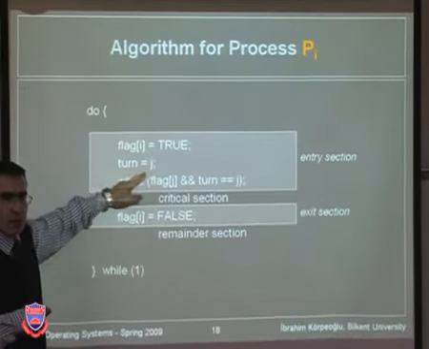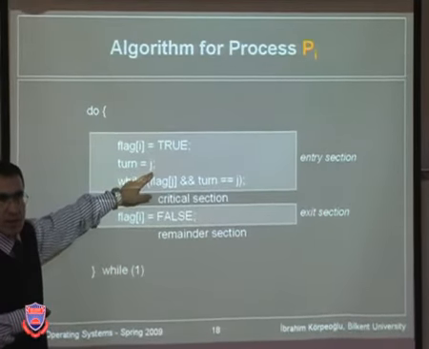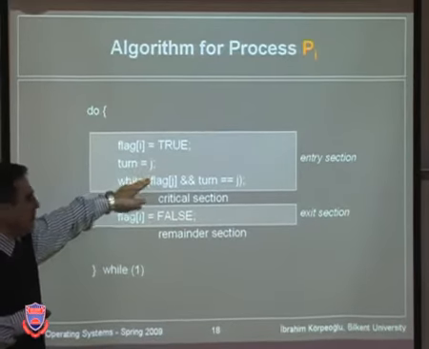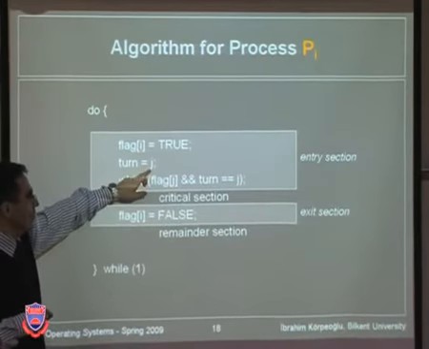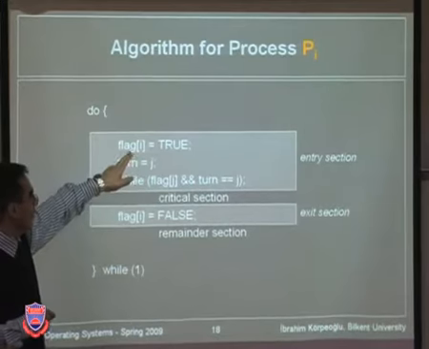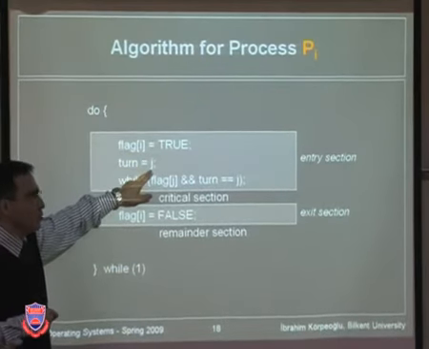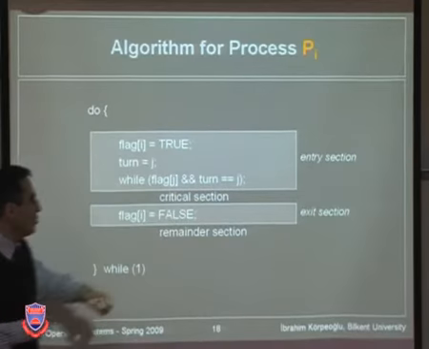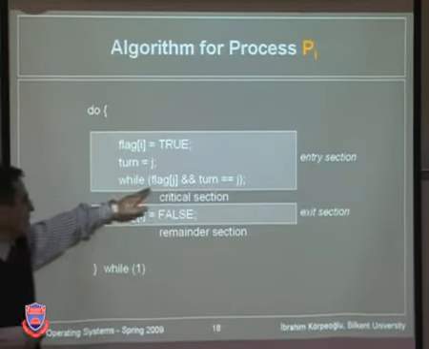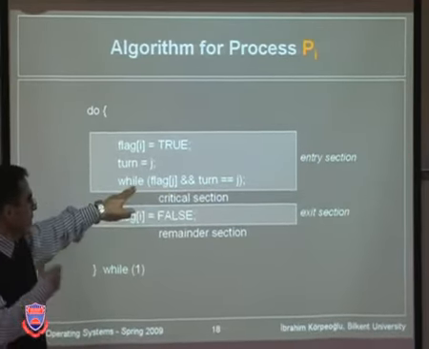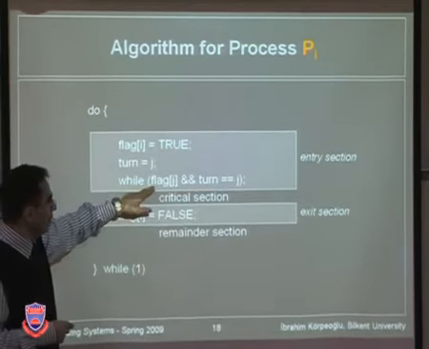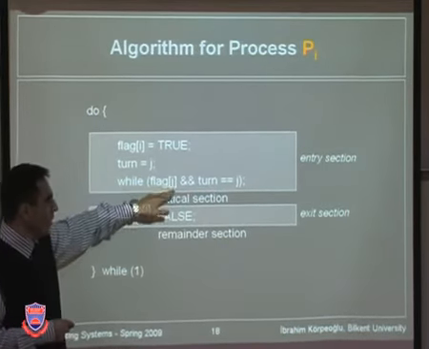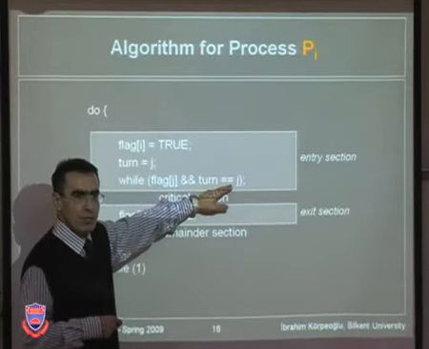It sets the turn to J, the ID of the other process, okay? For example, if I is 0, J is 1, okay? So you set flag 0 to true and you set turn to 1, for example, okay? And then it executes this while loop here, whose condition is this. That means loop around as long as flag J is true and turn is equal to J.